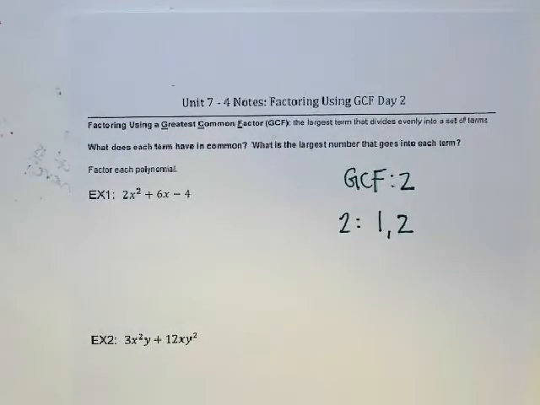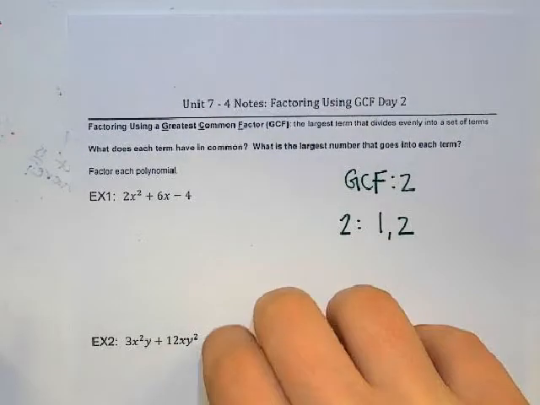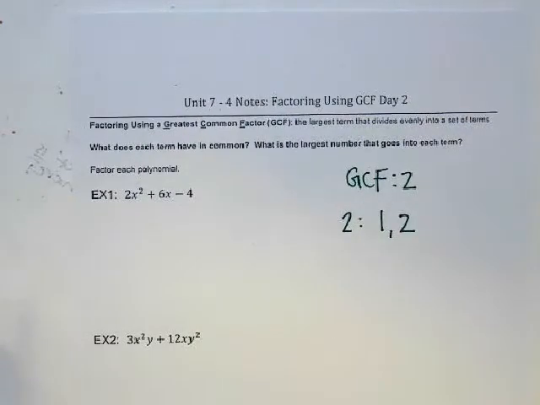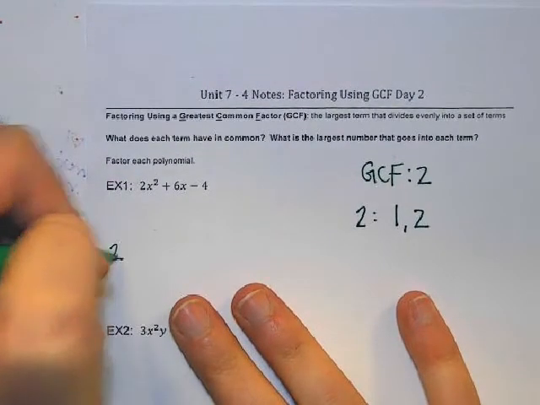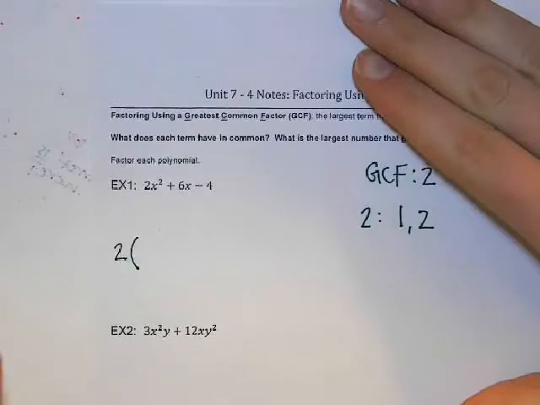Do they all have a common variable? Do they all have x? No. Can x be a part of my GCF? No, because they don't all have it. Okay? All right, what's step 2 say? You should be writing. Write the GCF outside the parentheses. So just like this. Everybody should have this on their paper. Everything that I have. Step 3 is what?